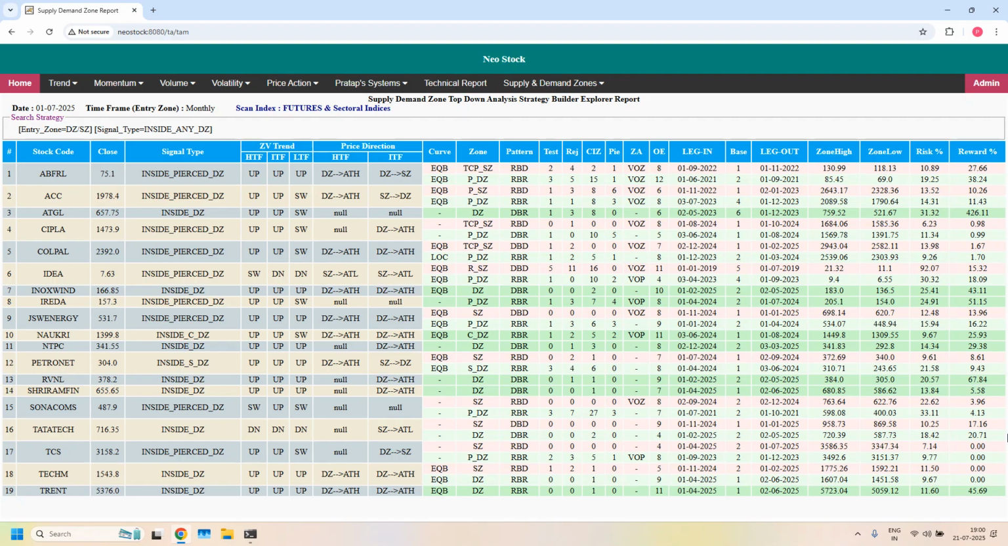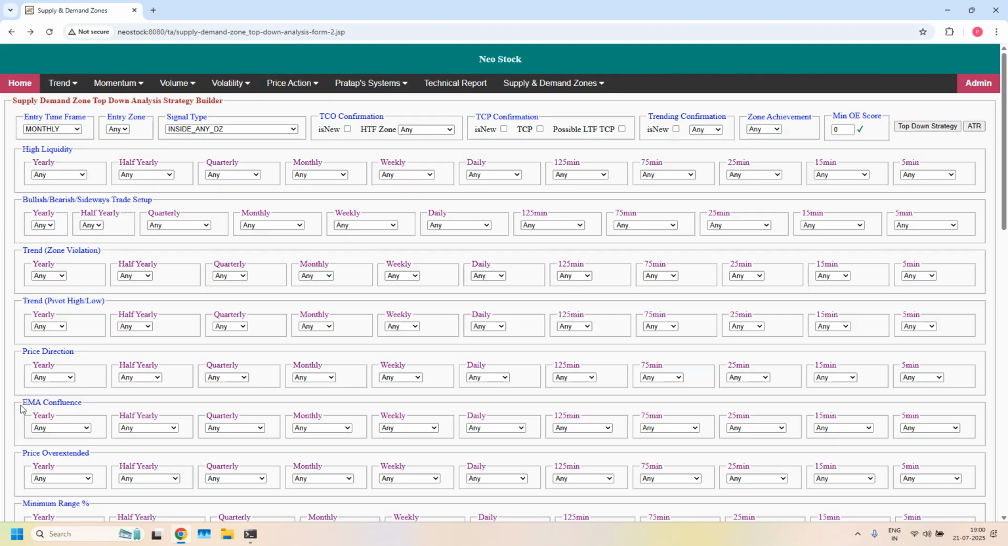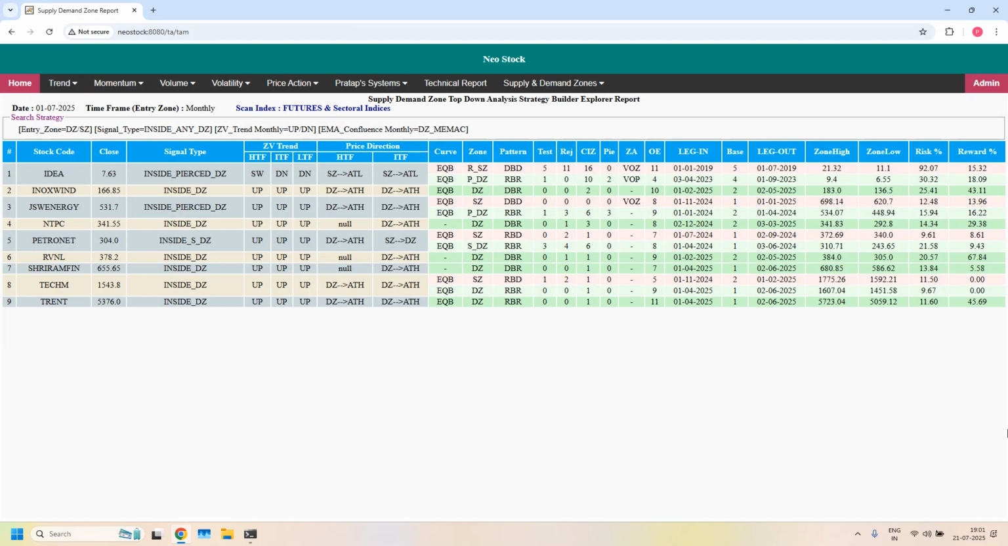Out of these 19 monthly demand zones, how many are having monthly EMA Confluence? Let's verify. Monthly time frame, I'm checking monthly demand zone with monthly EMA Confluence. At the same time, trend on the monthly should not be sideways. Can be up or down. So with these filters, we got 9 stocks. So current price closed inside the monthly demand zone, and those monthly demand zones are having monthly EMA Confluence.